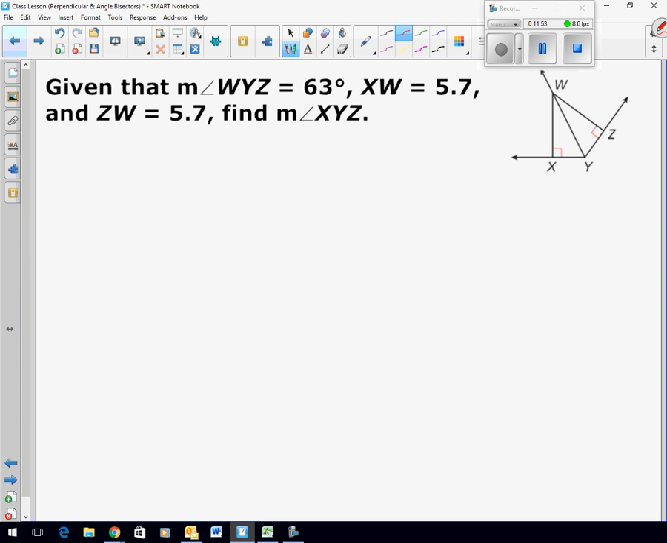Y'all do that one first. Take about 2 minutes, see if you can figure this out. Y'all are done? So, here we go.